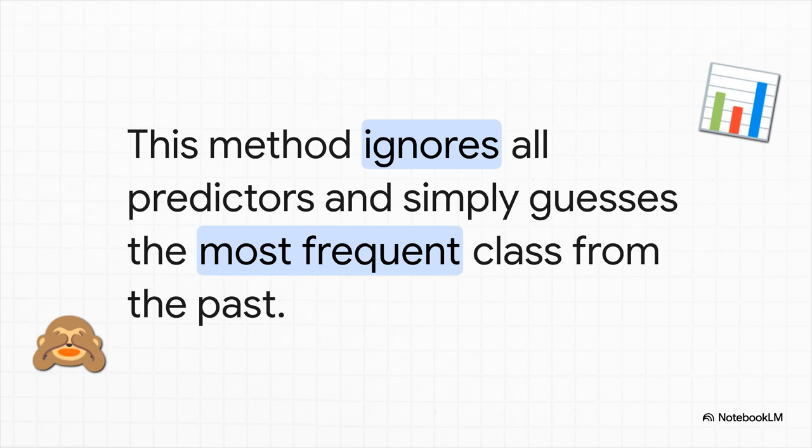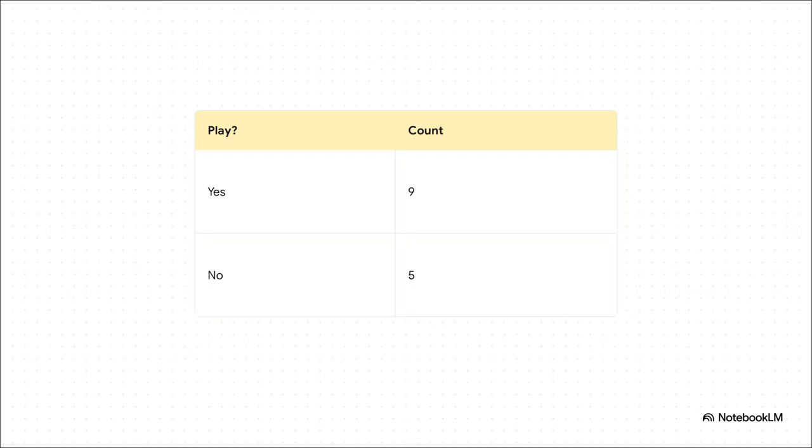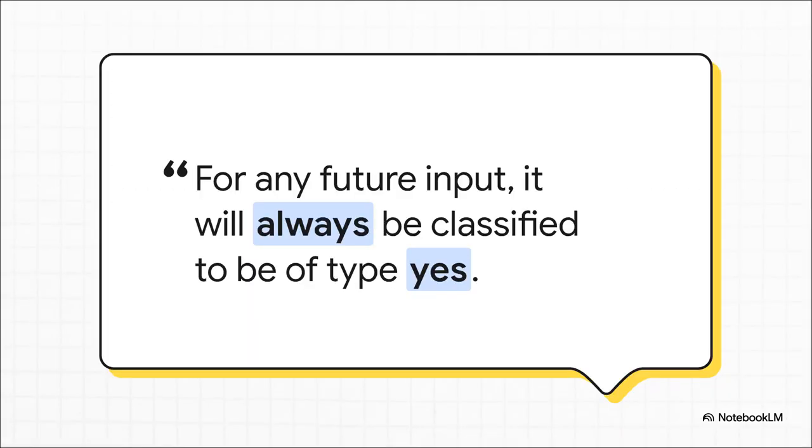I'm serious. It completely ignores all that useful weather data we have. The outlook, the temp, humidity, doesn't care. Instead, it just makes its prediction by asking one super simple question: what happened most often in the past? To figure that out, we literally just count the yeses and nos in our play column. Yes showed up 9 times, and no only showed up 5 times. So, the most frequent class, the majority vote, is clearly yes. And that's it. That is our entire model.